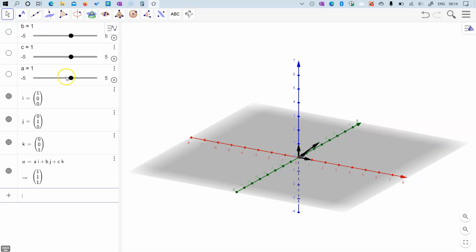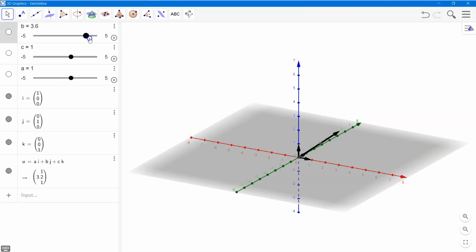Now remember, we can always change the values of this. So the unit vectors will not change, but this will change. So we can change it to anything that we want.